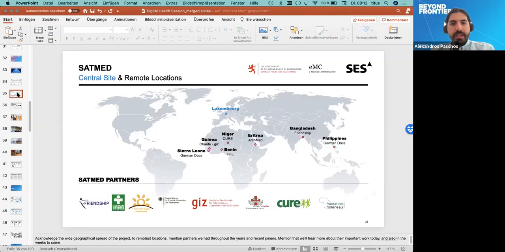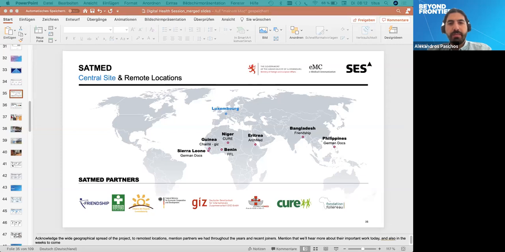So this is where SATMED has been deployed so far. We are present in Sierra Leone, Guinea, Niger, Benin, Eritrea, Bangladesh, and the Philippines. We have various partners which are either governmental organizations like the German Development Agency, or a number of NGOs that are either from the US like CURE or from Europe, but mainly European government NGOs.